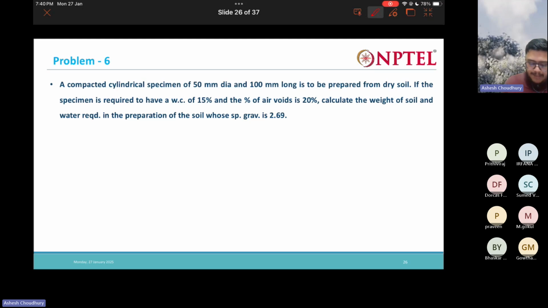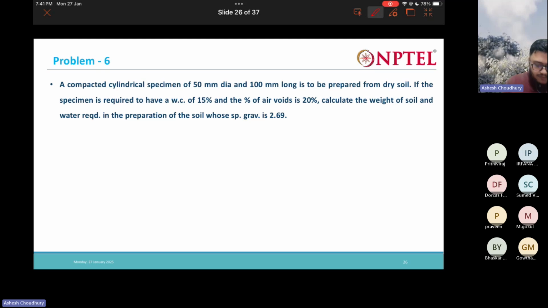Okay, a compacted cylindrical specimen, the diameter and length are given to you. The specimen is required to have a water content, water content is given and percent air voids is also given. You need to calculate the weight of the soil and the water that is required for you to make that specimen.